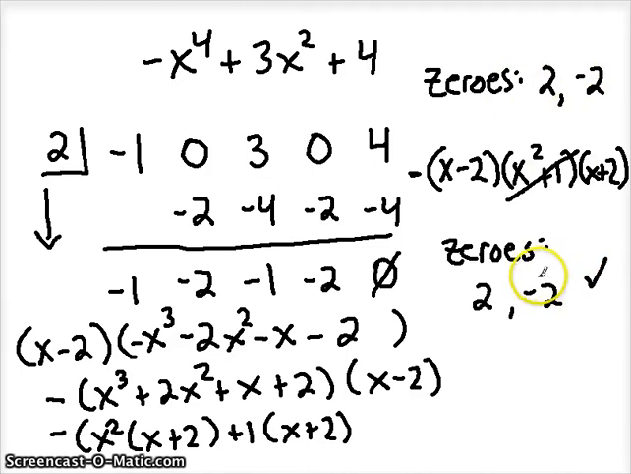And so yeah, a little trickier there. A lot of different methods you saw. Hopefully you can put it all together and factor polynomials using synthetic division to find real zeros.